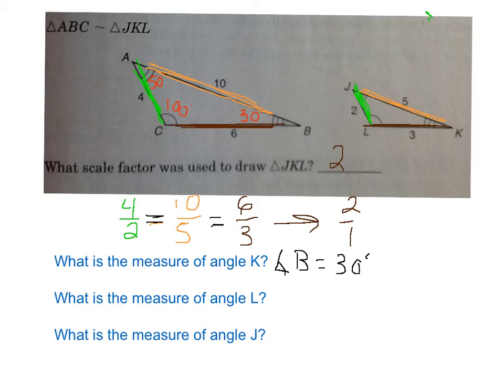If you look at angle L, it has 1 arc. So does angle C. So it's going to be equal to angle C, which is 100. And J has got 2 arcs, so does A. A is 50 degrees.